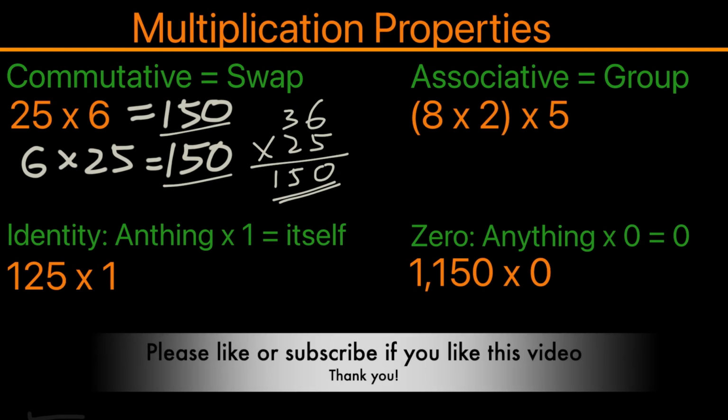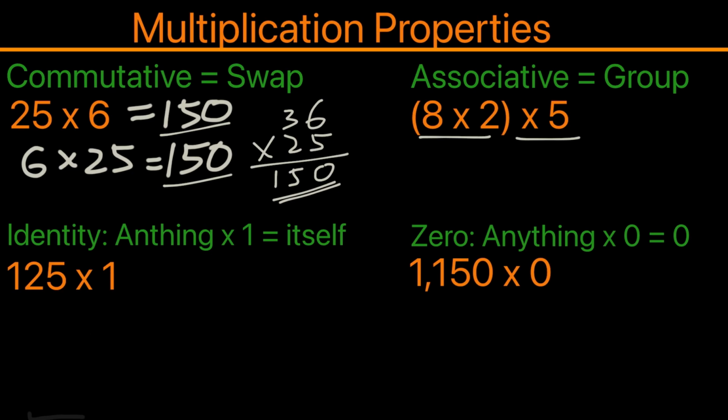Now for the next property, associative. When we talk about associative properties, we want to think group. In this example, we have 8 times 2, and that was grouped together. Then we times by 5. Now 8 times 2 is 16, and 16 times 5 is 80.